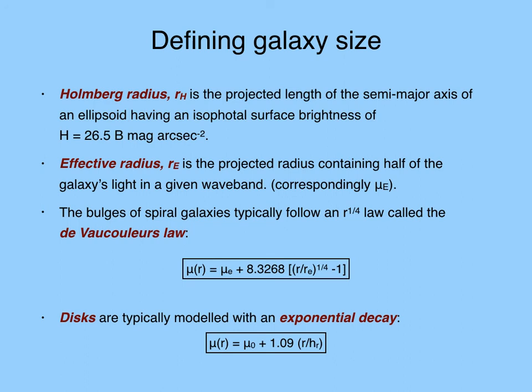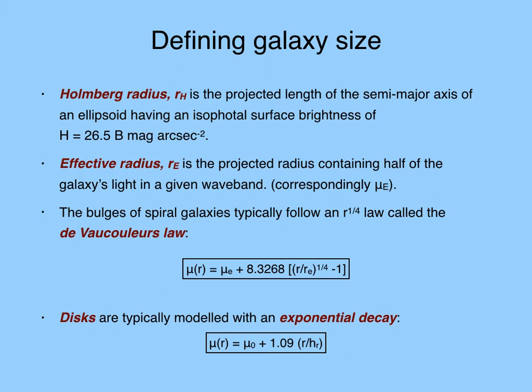The bulges of spiral galaxies typically follow the R^1/4 law, which we've already discussed. But now, here, the de Vaucouleurs law is given in units of surface brightness rather than luminosity. The disks, the spiral disks in particular, are typically modeled with an exponential decay. So the spiral galaxies have an exponential profile.